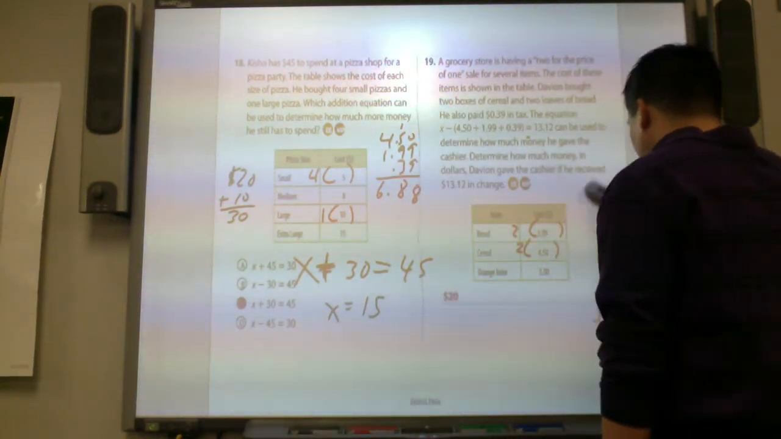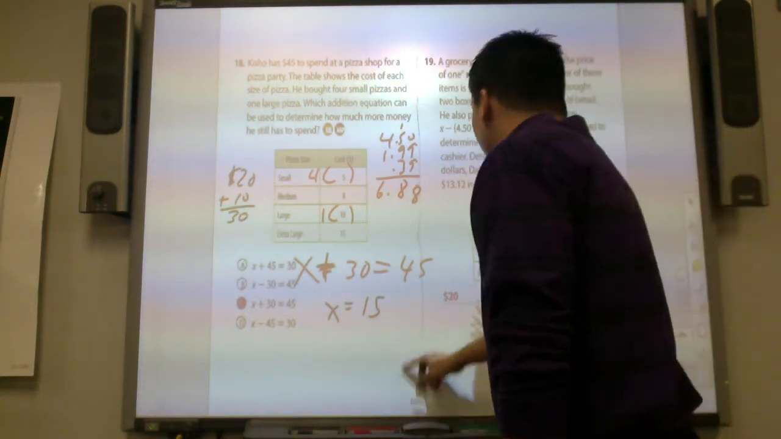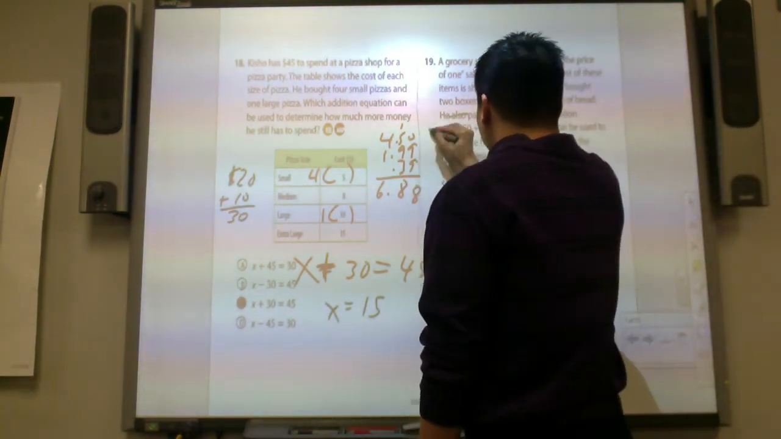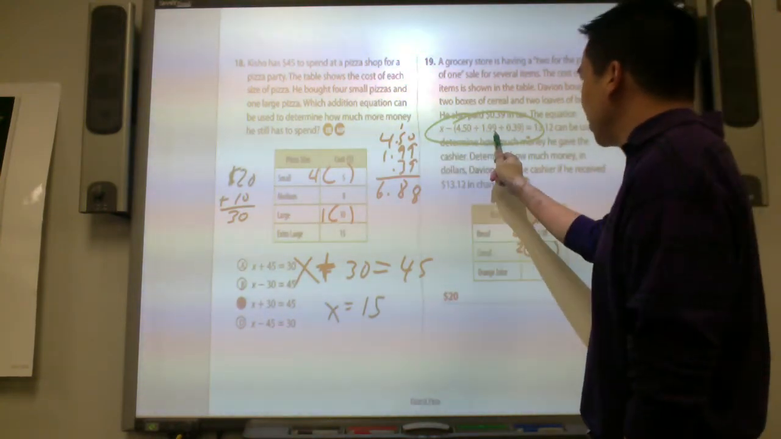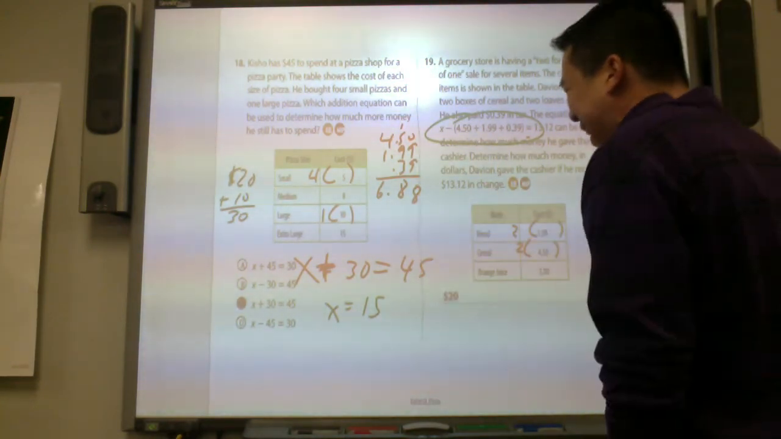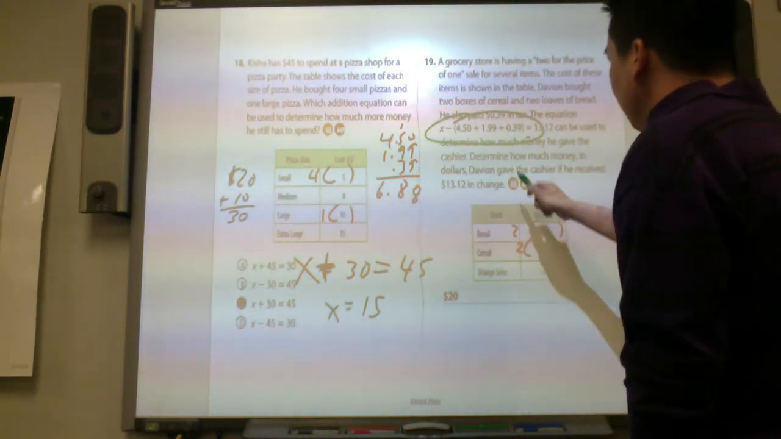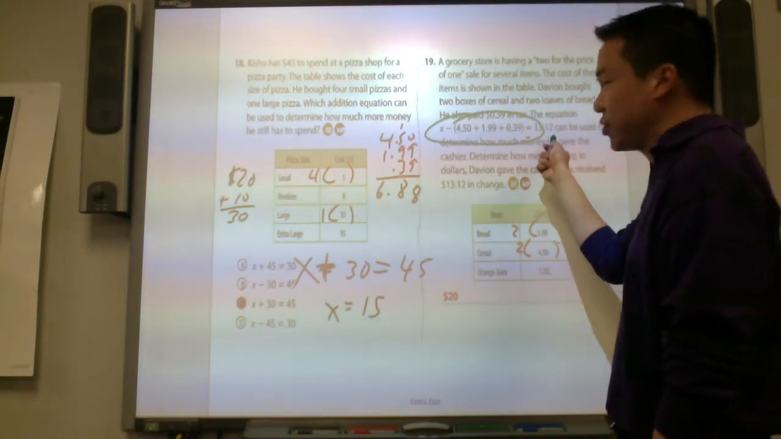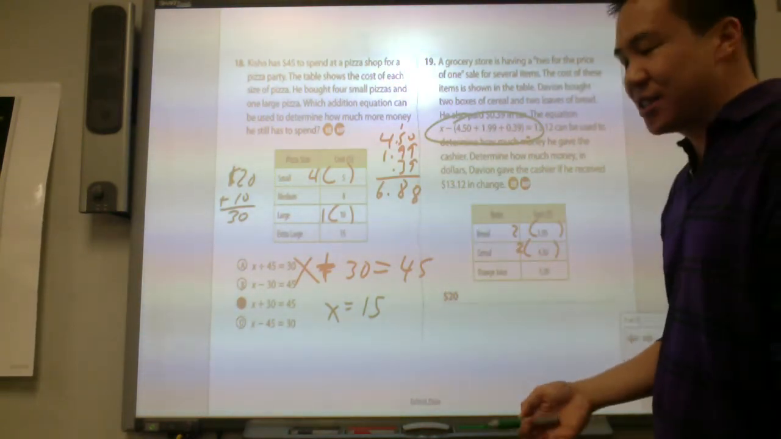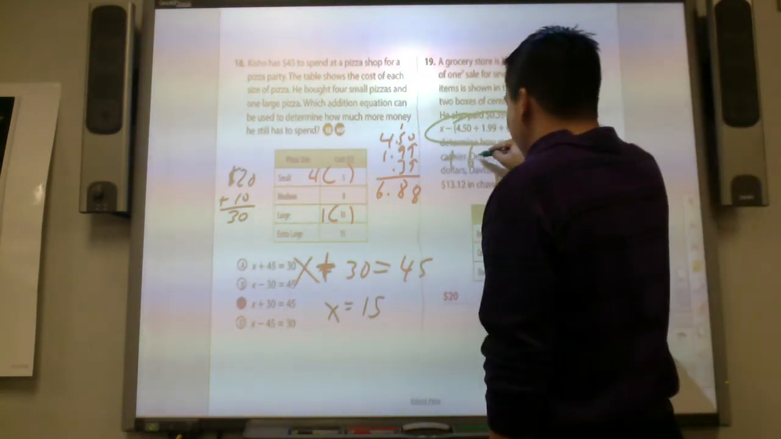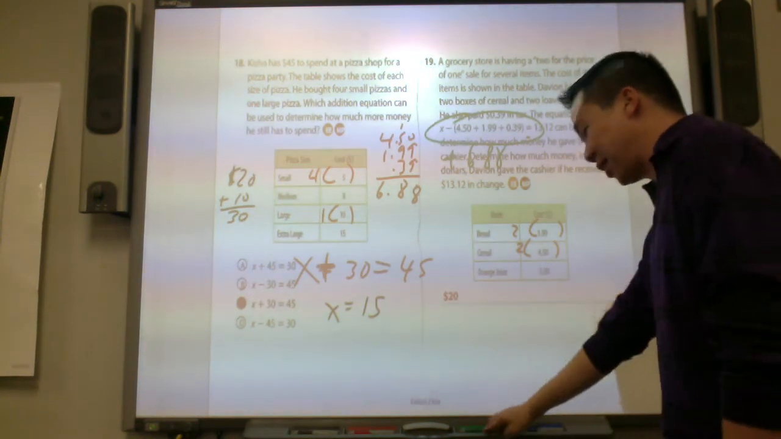Number 19. A store is selling something for 2 for 1. So they use this equation right here. If you use this equation and you add it all up, $4.50 plus $1.99 plus 39 cents, you get $6.88. So you get $13.12 change back. So what is the inverse of negative $6.88? Positive $6.88. So if you add $13.12 to $6.88, it adds up to $20.